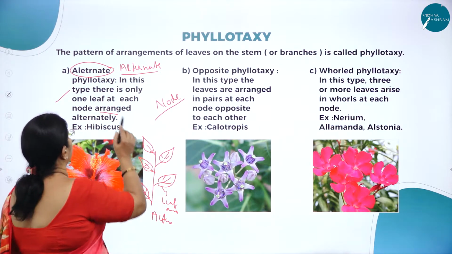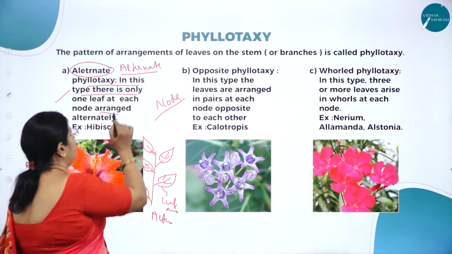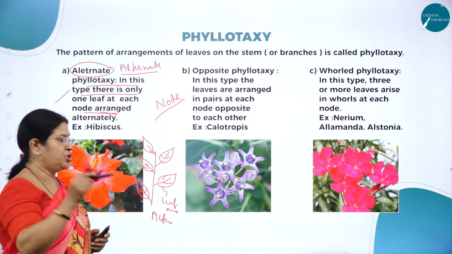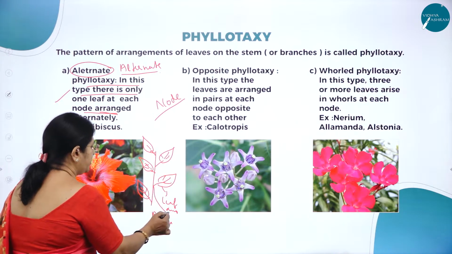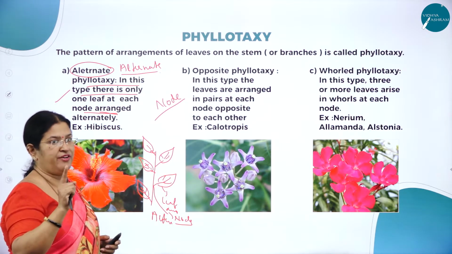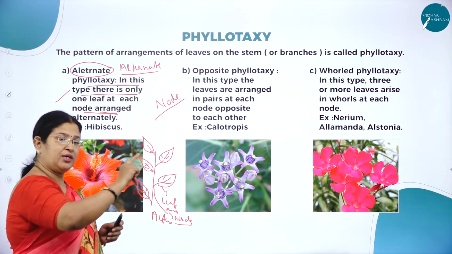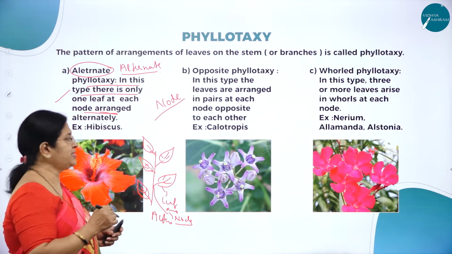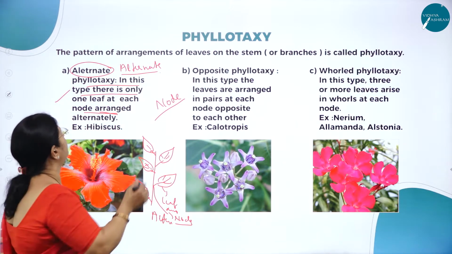alternate Philotaxy. What is alternate Philotaxy? In this type, there is only one leaf arising from each node. So this is the node. From one node, one leaf arises. And that too how? Alternating each other, one after the other. Hence the name alternate Philotaxy.